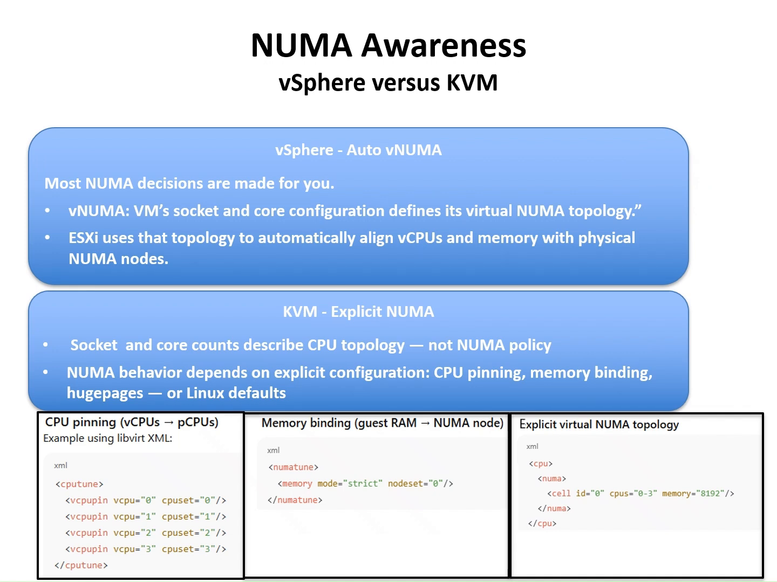KVM exposes NUMA explicitly through Linux. The VM is scheduled like a normal process, and memory is allocated using the kernel's NUMA-aware mechanisms. Unless you configure it explicitly, NUMA behavior in KVM is best effort. If you care about strict locality, you can pin vCPUs to specific cores, bind memory to specific NUMA nodes, and even define a virtual NUMA topology for the guest. So the difference isn't what's possible. Both platforms support NUMA, but where the responsibility lives. VMware encodes NUMA best practices into the platform. KVM exposes the mechanisms and lets you decide how far you want to go.